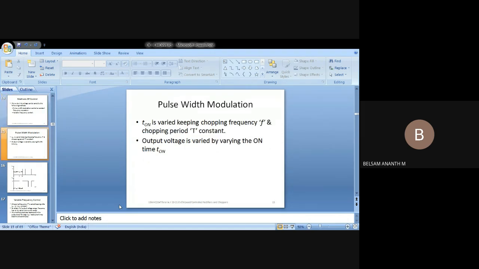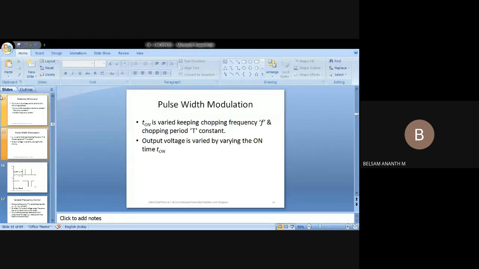Okay. In pulse width modulation, your T on is varied, keeping the chopping frequency F and the chopping period T constant. That means your on time is varied, keeping the chopping frequency F and chopping period T constant. That means your frequency and the time are kept constant by varying your on time. Output voltage is varied by varying the on time T on the output side.